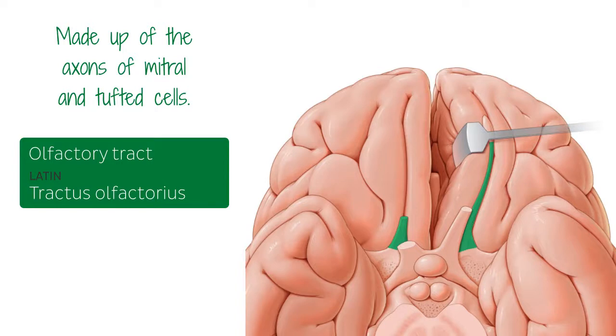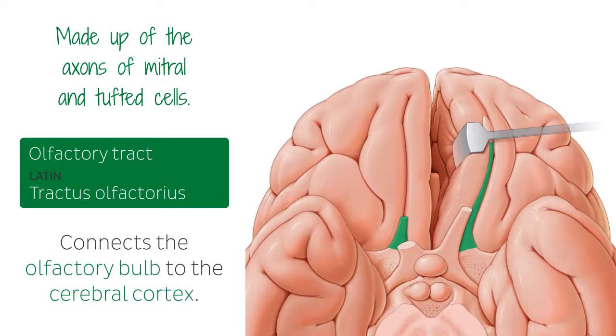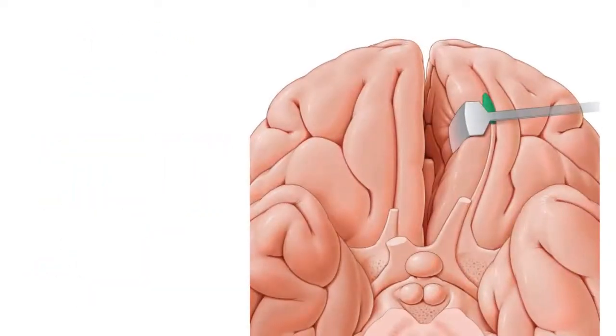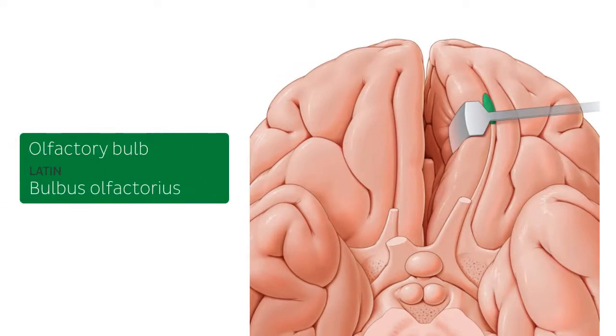This tract connects the olfactory bulb to the cerebral cortex, and it is part of the first cranial nerve, the olfactory nerve. On this image as well, we can then see this structure here that we're now highlighting, the olfactory bulb, which is located at the beginning of the olfactory tract. We see then this knob-like enlargement known as the olfactory bulb.